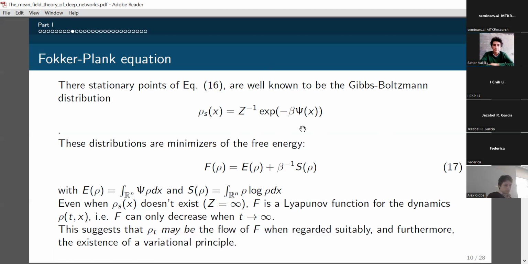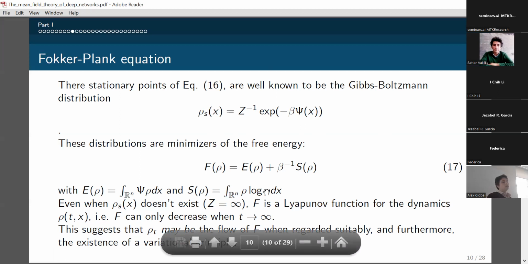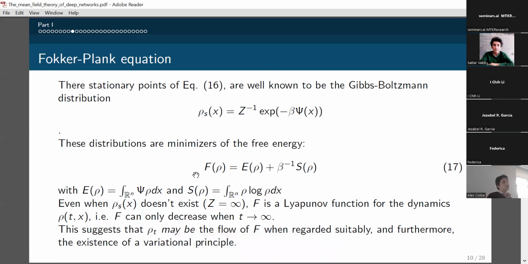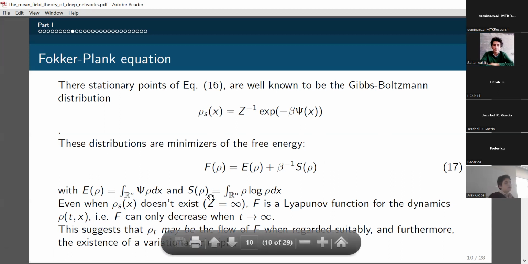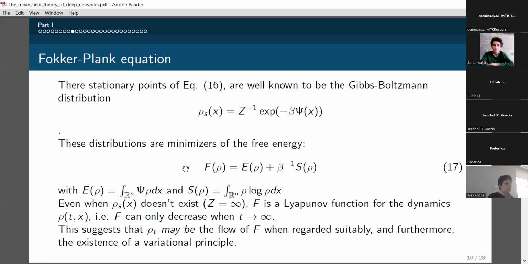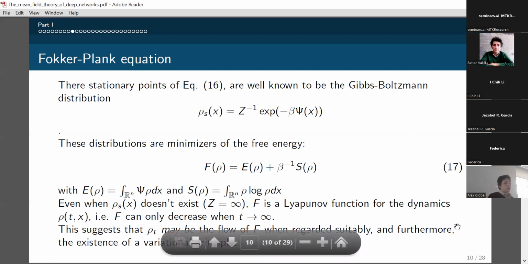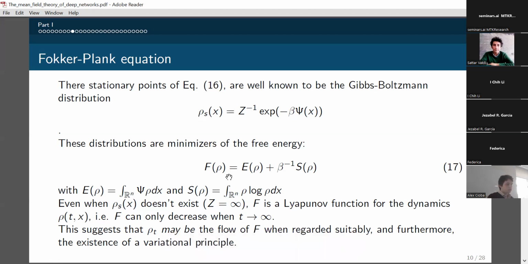the stationary states don't exist. Regardless of the existence of stationary states, F is itself a Lyapunov function for the dynamics, which means that it decreases as t tends to infinity. So during the dynamics of the system, this function tends to decrease, and the question is, do you ever find stationary states? This suggests that rho_t may be interpreted as a particular flow of the functional F when regarded suitably, and that there might be some sort of variational principle that would help minimize it.